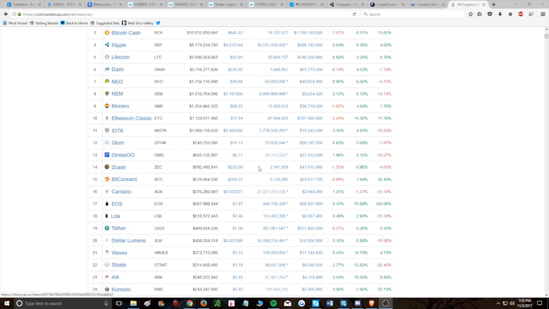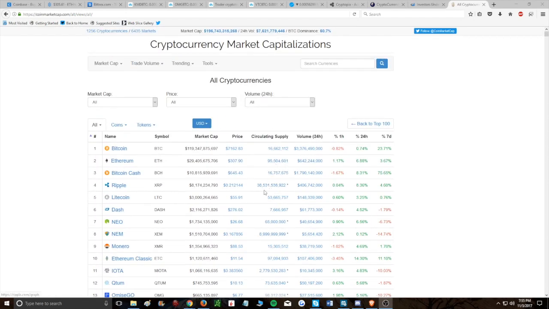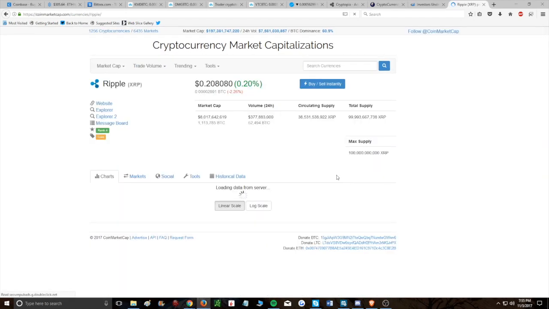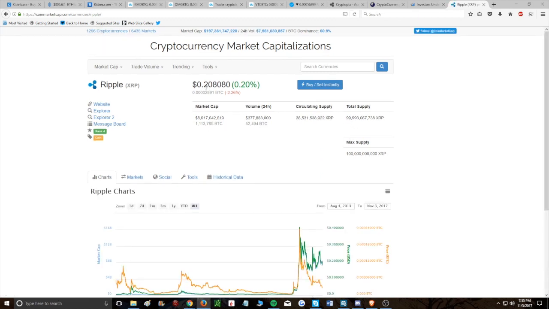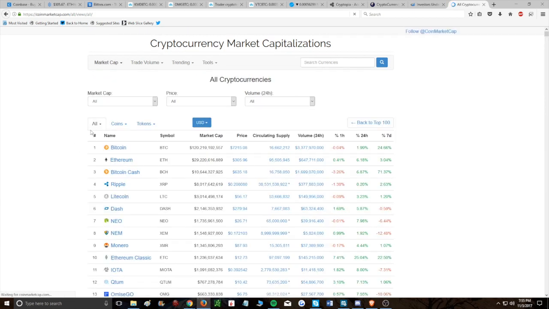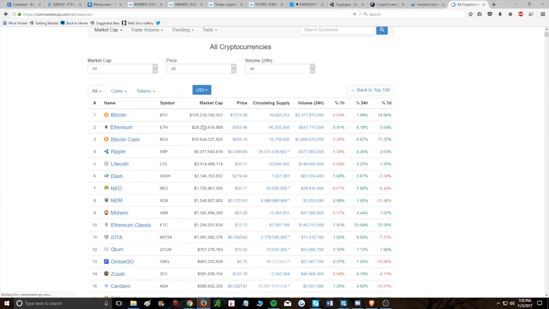I'm not saying like coins like Ripple, who have just 99 billion total supply. It's only 20 cents. So for it to go to $1, the market cap would have to be multiplied by 5. So 40 billion market cap for Ripple for it to be $1. Like, that's crazy. 40 billion market cap, and it's the number 2 coin right now.